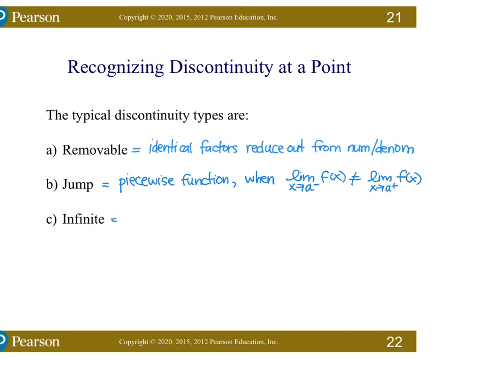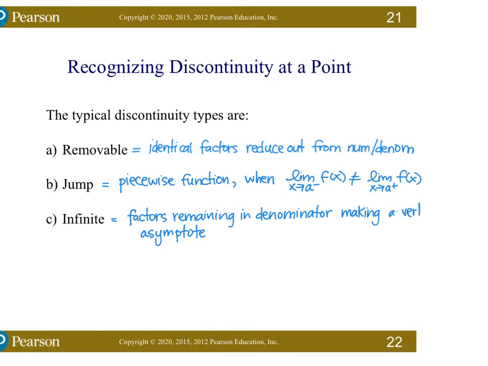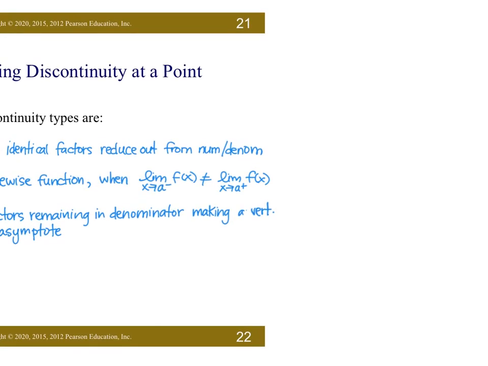And then an infinite discontinuity is when you have factors remaining in the denominator. So they haven't been reduced out like in part A in the removable. They're still left behind, and those make an asymptote. And that's when you're going to have an infinite. A vertical asymptote, I should specify. So making not an asymptote, but a vertical asymptote. Okay, so a quick little sample of each of those if you have some room.